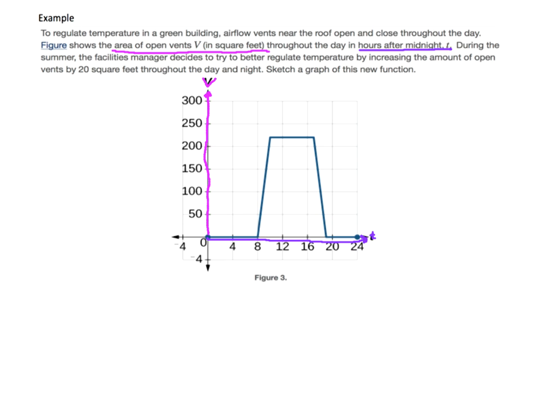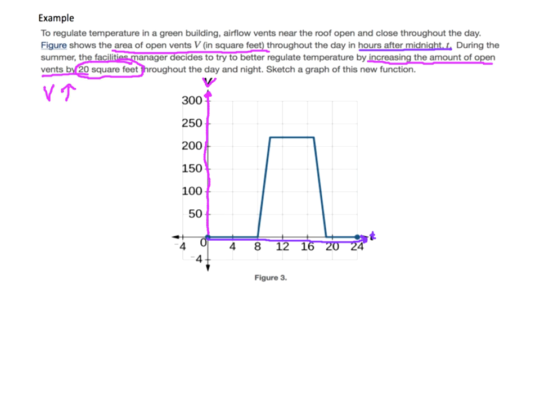All right, so during the summer, the facilities manager decides to try to better regulate temperature by, and this is key here, increasing the amount of open vents. That means my function output V is increasing by 20 square feet throughout the day and night. In other words, all of my V values need to increase by 20 square feet.